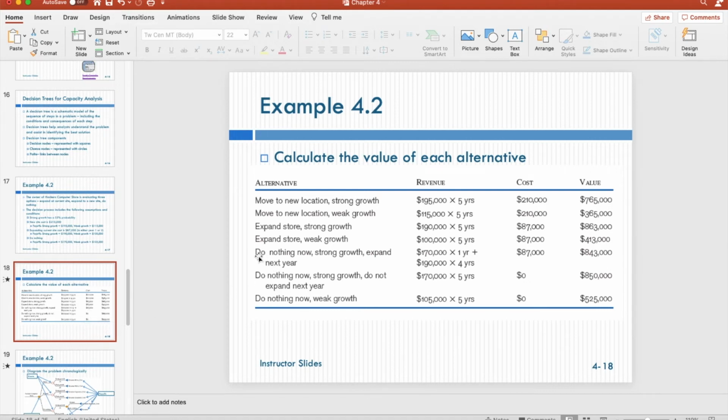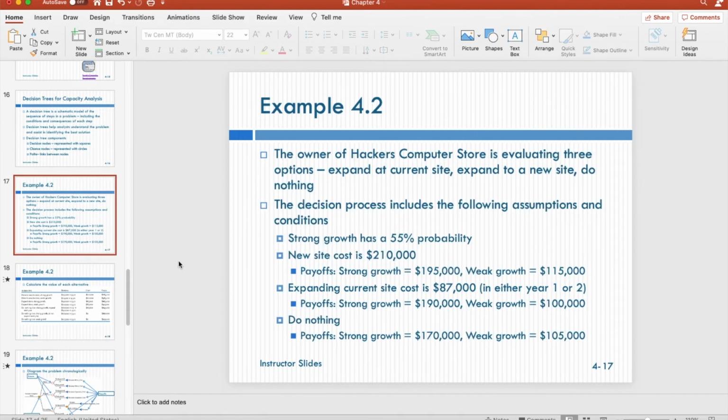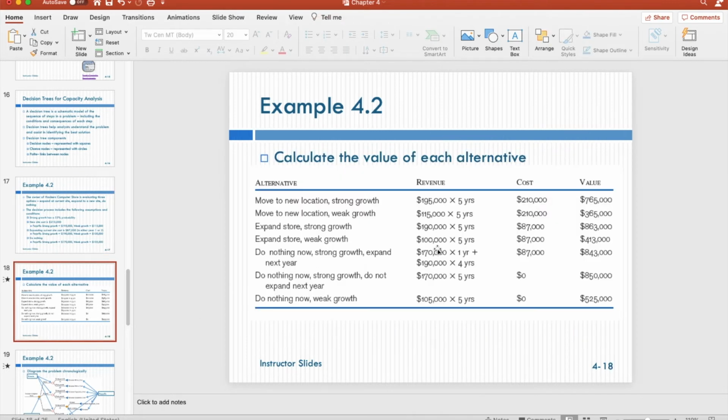Now let's look at do nothing with strong growth and expand next year. What is the corresponding revenue? Since you do nothing right now, if you meet the strong growth and then you decide to expand next year, what is your revenue in the first year? Because in the first year you do not actually decide to expand, right? With a strong growth, what is your payoff? It's 170,000. That's why here, for the first year, it's 170,000.